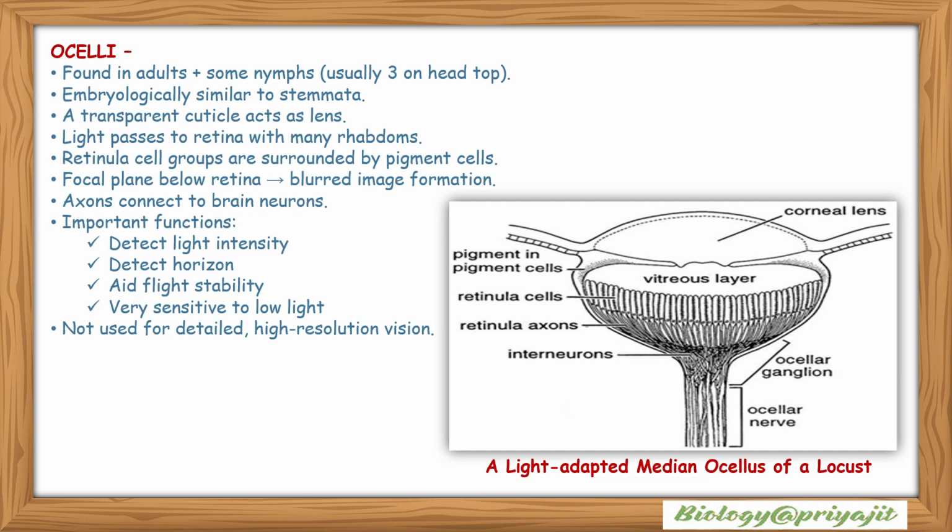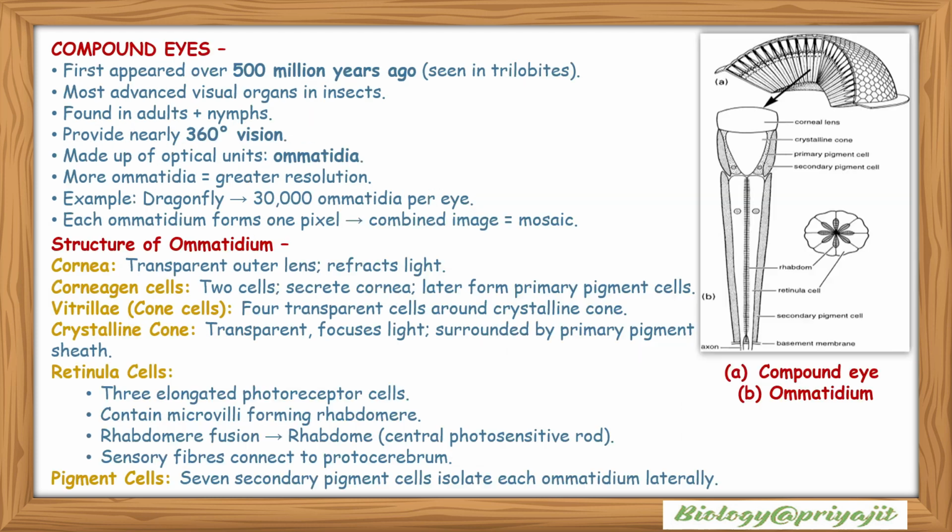Axons connect to brain neurons and their important functions are to detect light intensity, detect the horizon and aid flight stability, and they are very sensitive to low light. So they are not used for detailed high resolution images. This is the light adapted median ocellus of a locust.